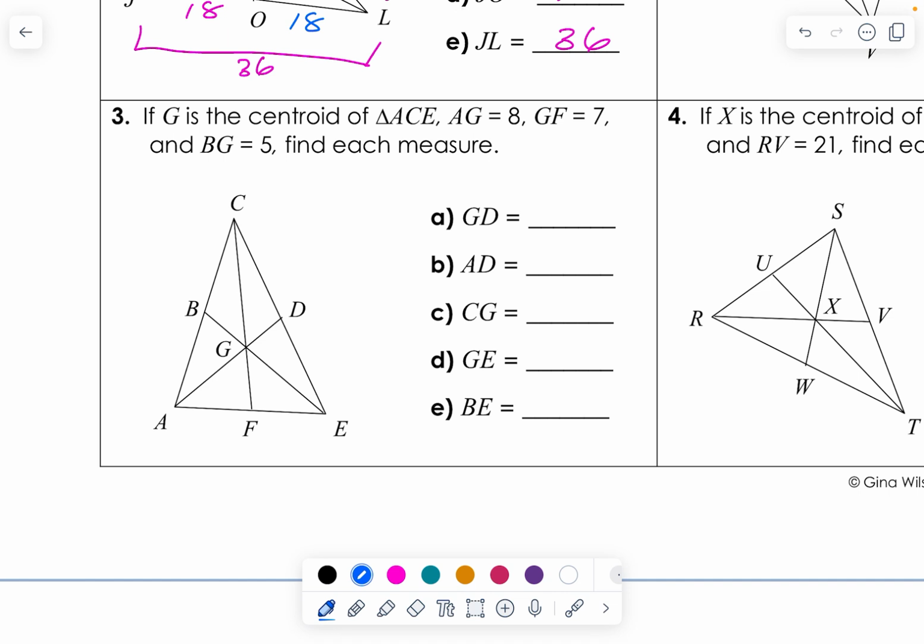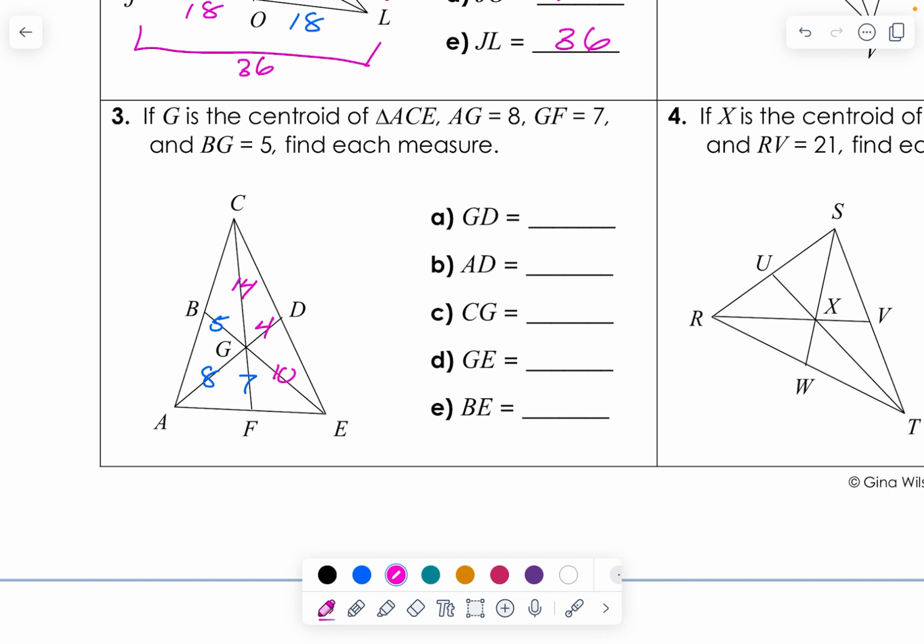AG, this piece is 8. So if that's 8, you can see that's the bigger piece. That's the 2 parts, so 1 part is 4. 2 parts, 1 part. We're given GF, this piece is 7. That's the small part of that median. 1 part, 2 parts, 14. And then finally, BG is 5. That's 1 part, 2 parts, 10.